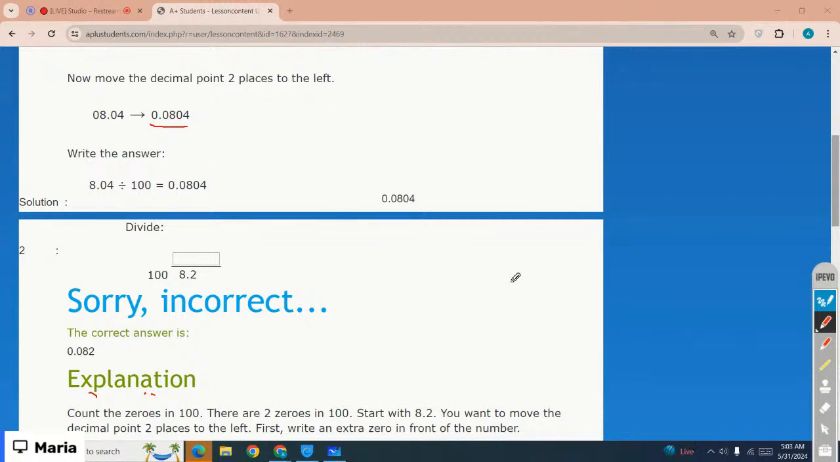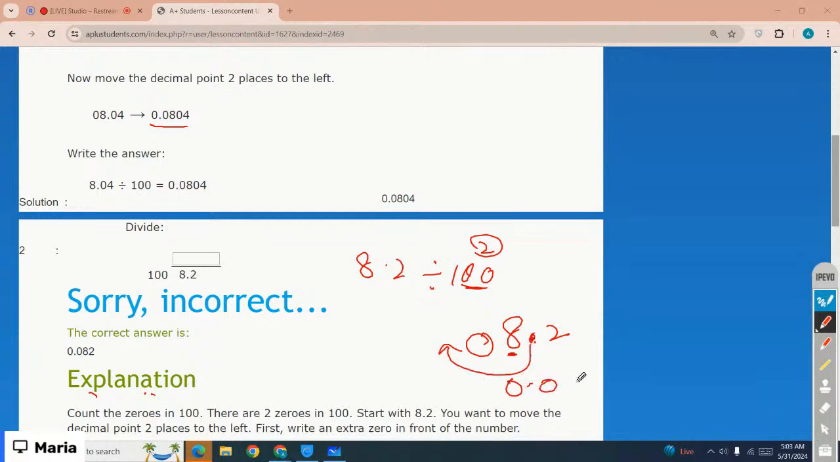For example, the next one is 8.2 divided by 100. So 100 has two zeros, right? That means you need to move the decimal point two places left. On the left hand side, you have only one digit. So you need to add an extra zero and move the decimal point from here to here. That would be 0.082. The answer is 0.082. Got it?